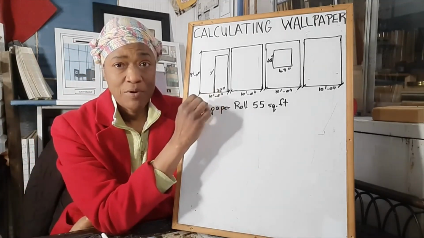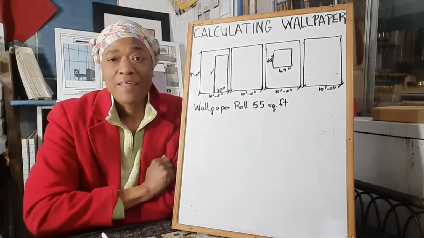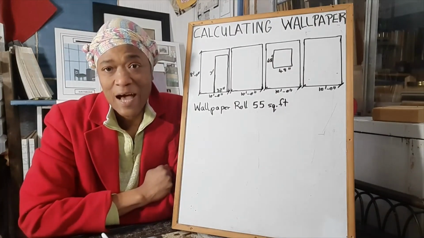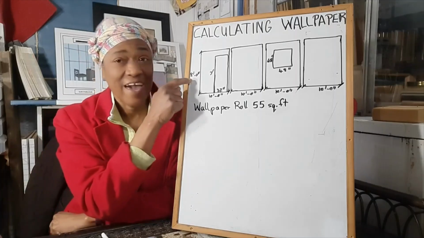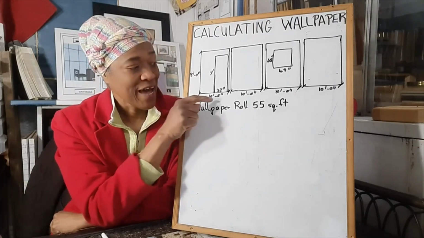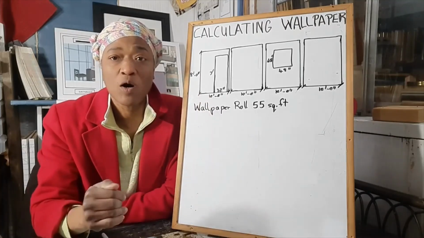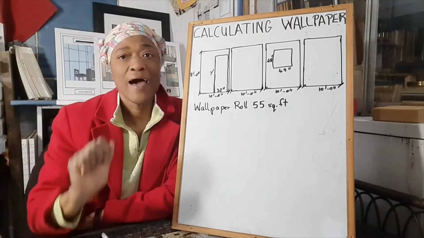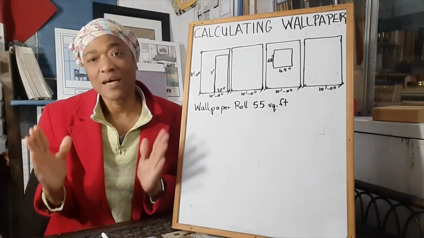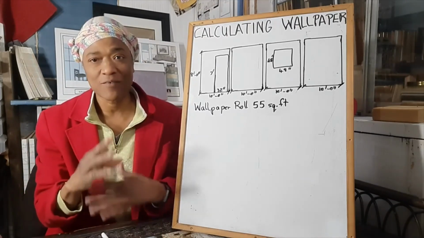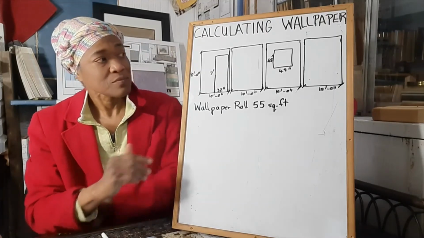On my whiteboard here, I have 4 little boxes that represent a room. The room is 8 feet high and 10 feet wide. So each wall is 8 feet high and 10 feet wide. It's a square space. For ease of calculation, I'll use a square space.